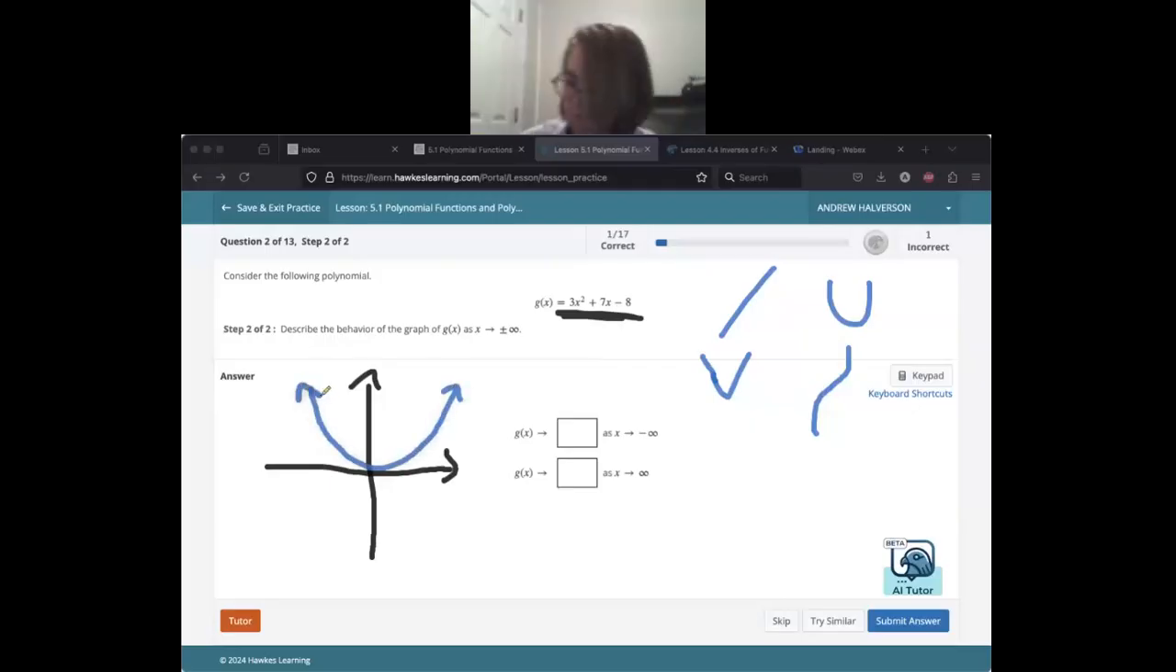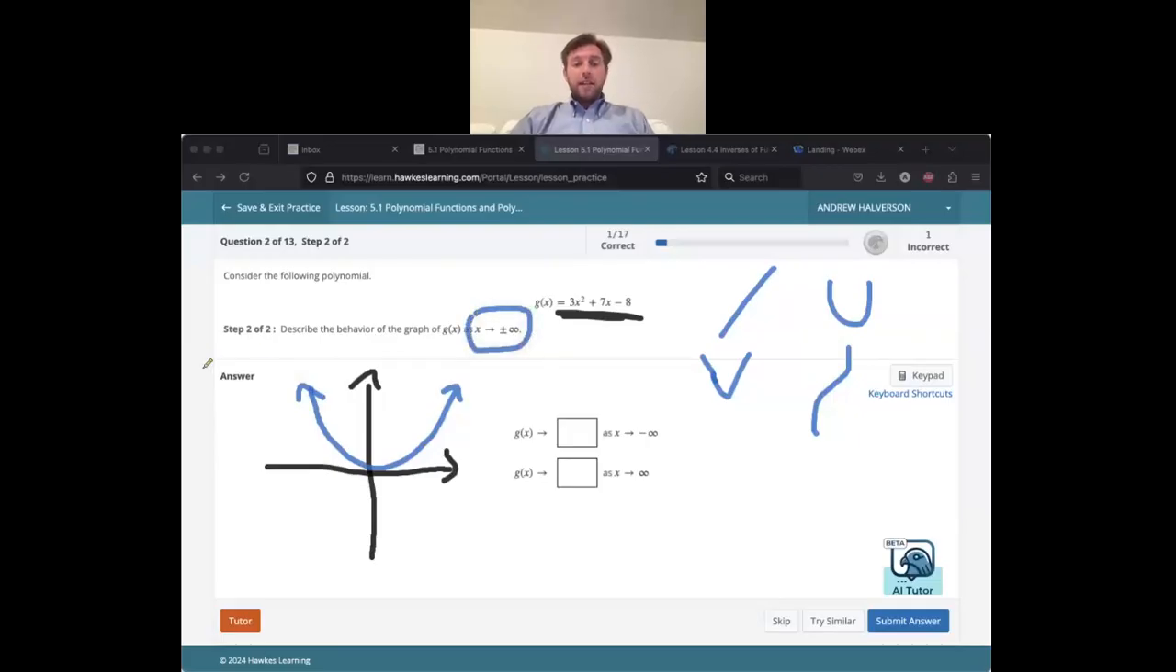Does it have to be perfect? No. You just want to kind of draw a U there. It may or may not be the exact same thing, but it's going to take the form of a U. I can't tell you where, but it's going to be a U somewhere. So what this part is asking, as x approaches negative infinity or positive infinity, let's do the top one first. What happens to the function as it approaches negative infinity?